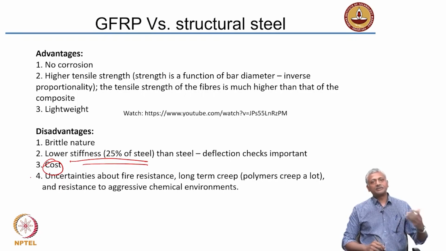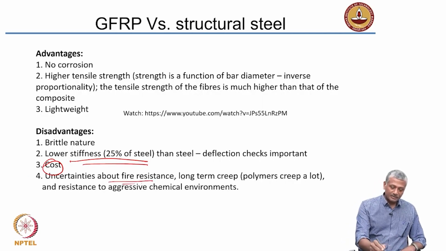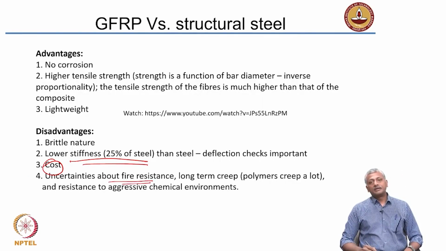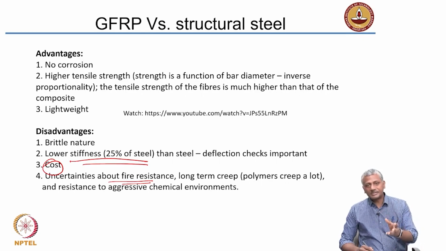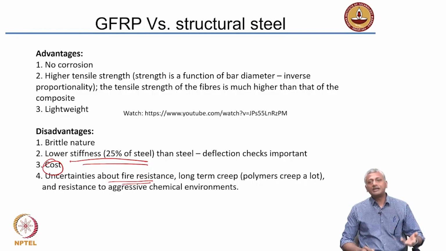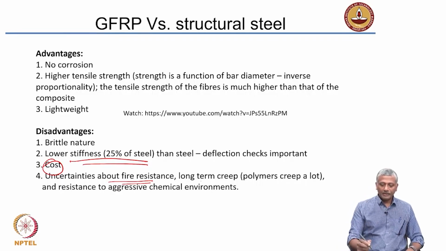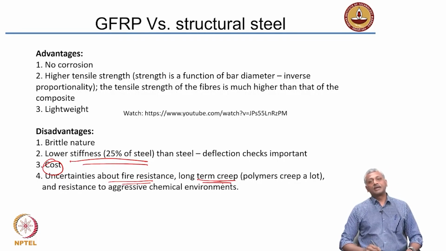GFRP is comparable, the other type of fibers which are much more effective, but they are not cost effective at all, okay. Now, the problem with fiber reinforced plastic is that since it's plastic, its fire resistance is going to be poor. Of course, that does not mean steel has good fire resistance, it has also got poor fire resistance, but plastics can start degrading at much lower temperatures. You will have long term creep. In the case of metals like steel, the creep effects are very less, but here we are talking about a polymer matrix, so there will be creep effects.